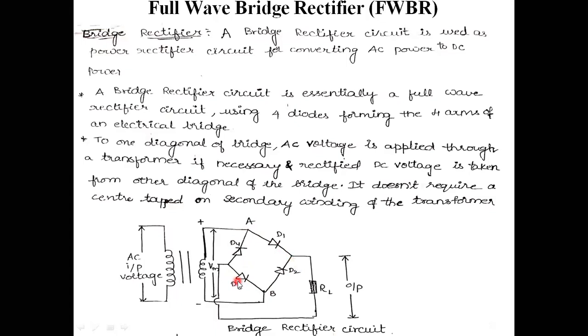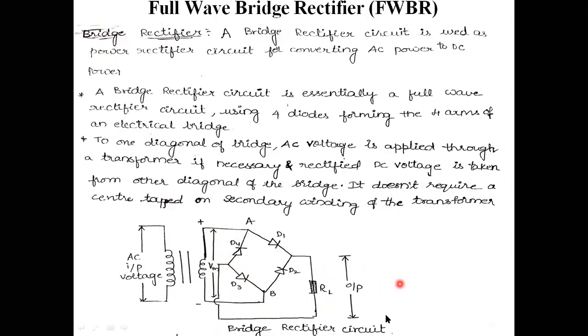Each and every diode acts as one arm, and across the positive and negative voltage potentials, let the maximum voltage be Vm. Across one diagonal, I am applying some AC voltage. Across the other diagonal, I am taking out some output voltage. That voltage is V0.